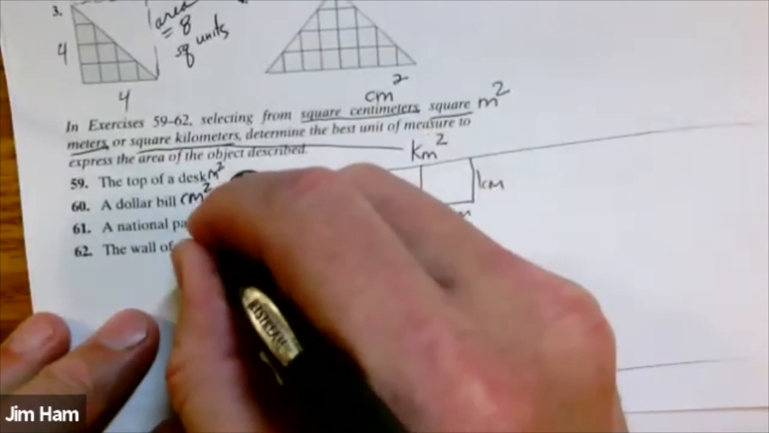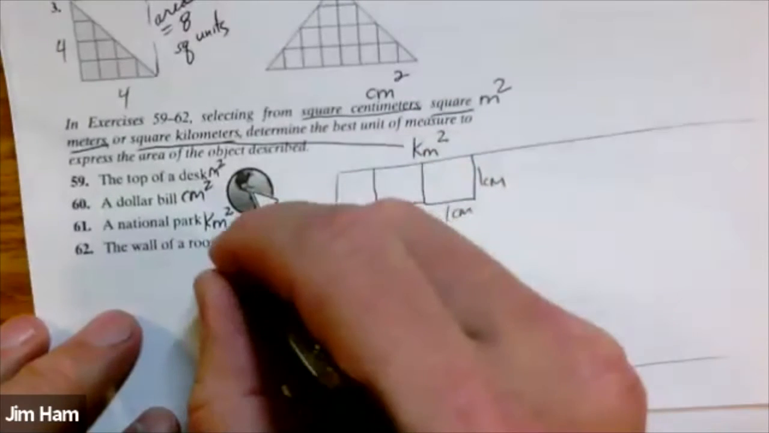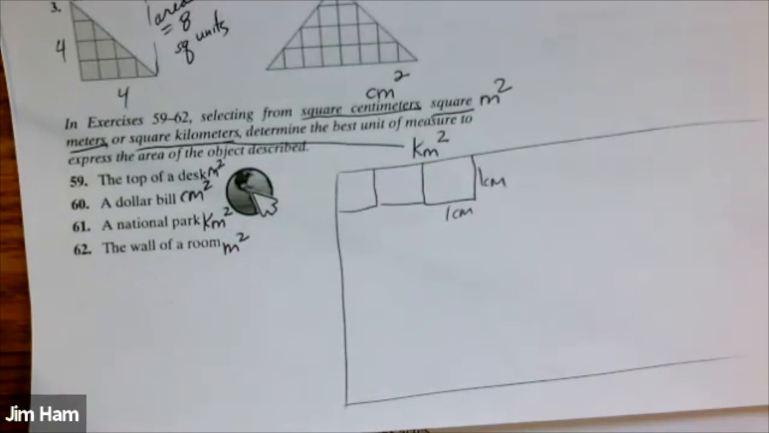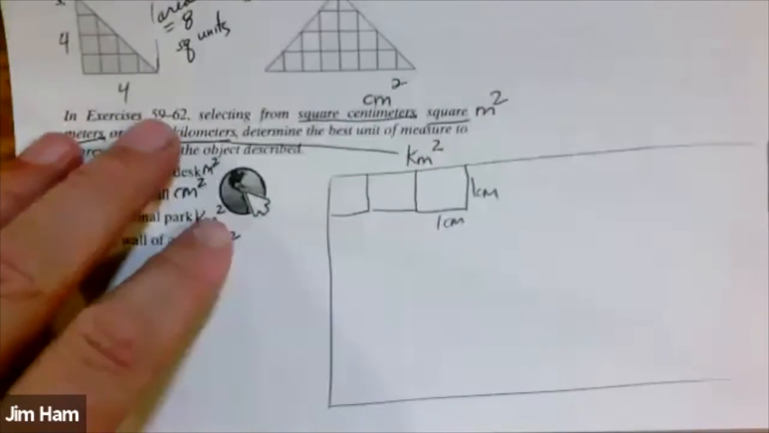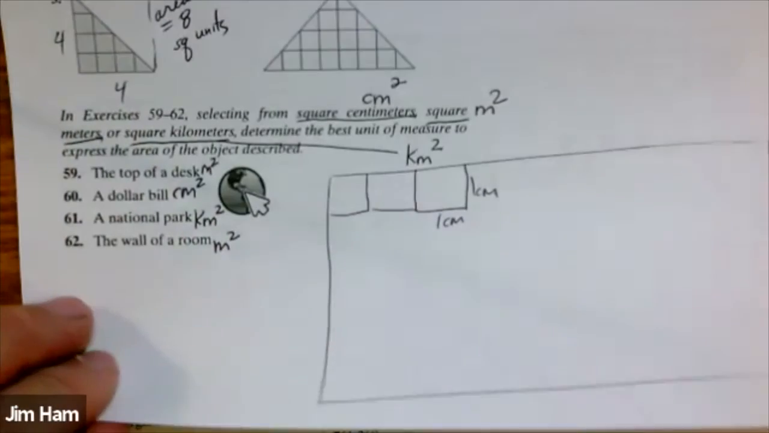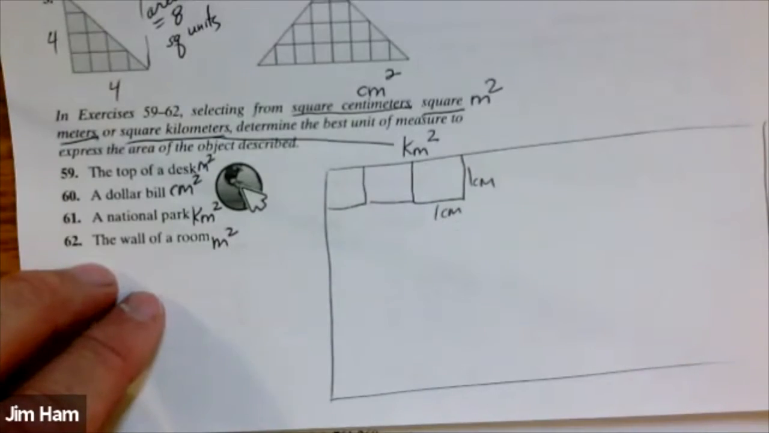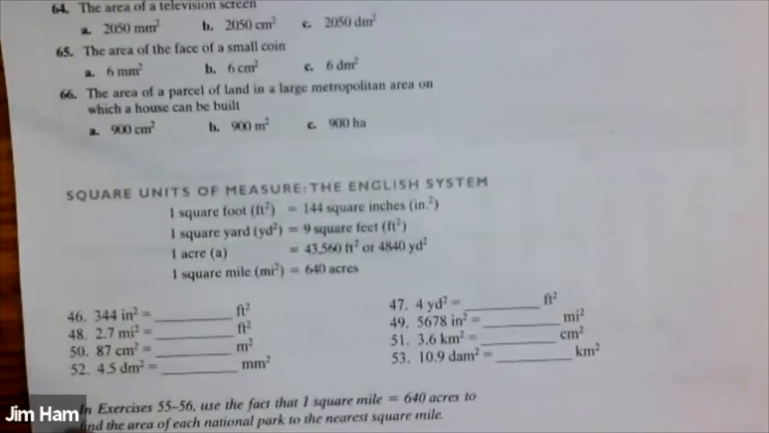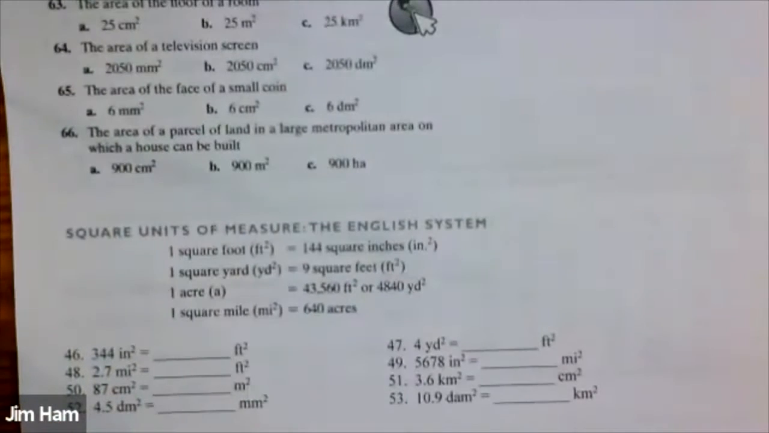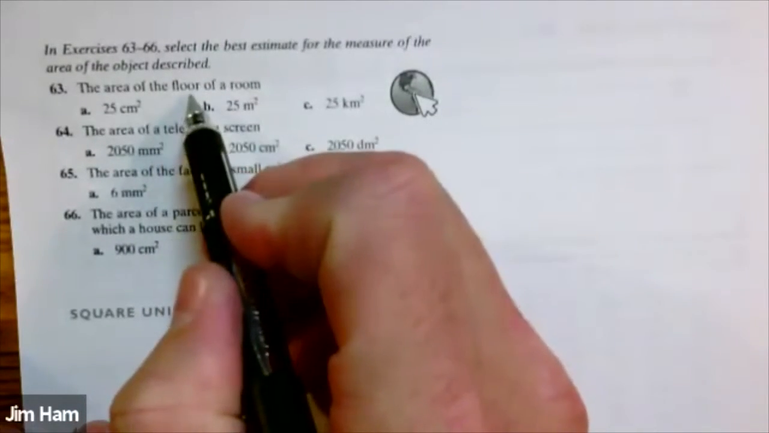National park, lots of area in a national park. Square kilometers, and the wall of a room, probably square meters. All right, so it's good to get a sense of the size of these things and know objects that correspond to them. But now we're looking at rectangular or square, little square units that cover an object. That's area. All right, and you see you have some up here as well, just like before when we were looking at the area of a floor of a room.